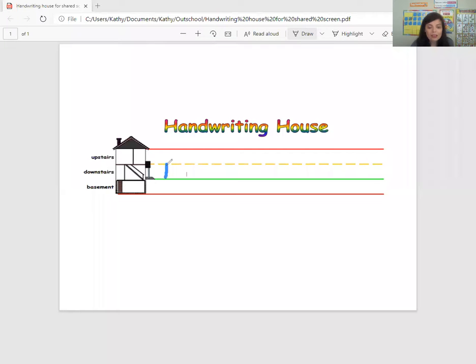On the handwriting house. So this is a little letter, so it's going to go downstairs. So we'll start our little number 1 downstairs. And then we're going to put our itchy dot upstairs, right in the middle of the upstairs. So number 1, itchy dot. Number 1 with an itchy dot. So that's the little I.